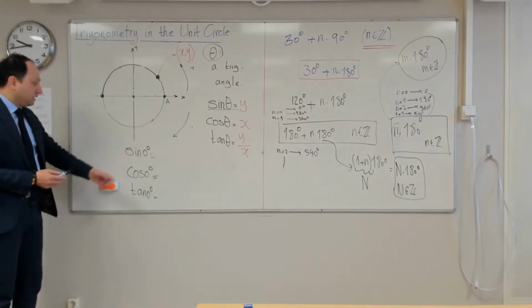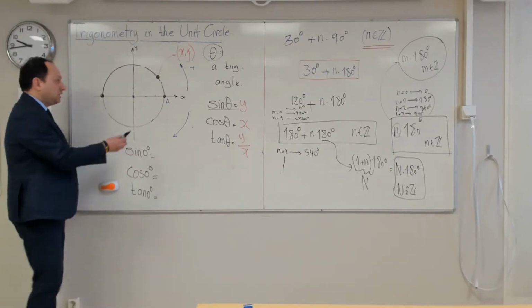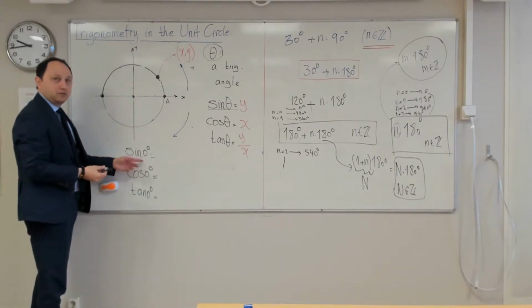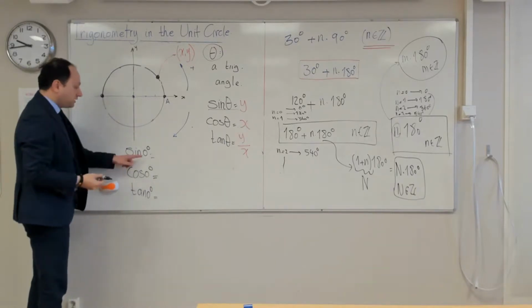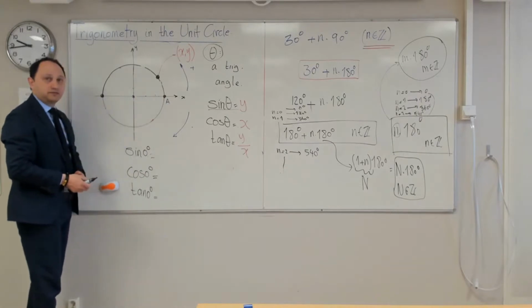So what should I do? My angle is 0 degrees. So what I have to do, I start from here and I start rotating through this angle, but this angle is 0, so it means that I do not move at all. So the final point corresponding to 0 is A itself.